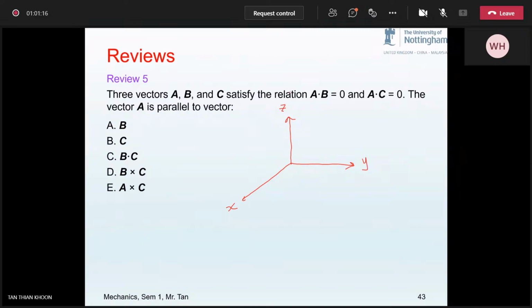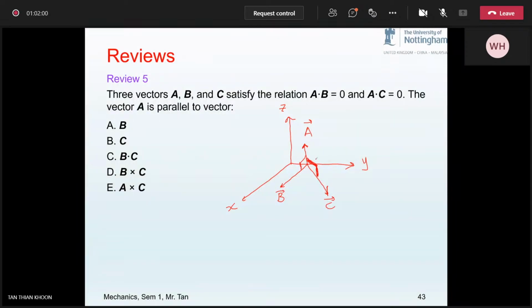Probably I would take A somewhere here, B somewhere here, and C somewhere here. That's why A dot B is 0 and A dot C is also 0, because they are 90 degrees here. They are also perpendicular.